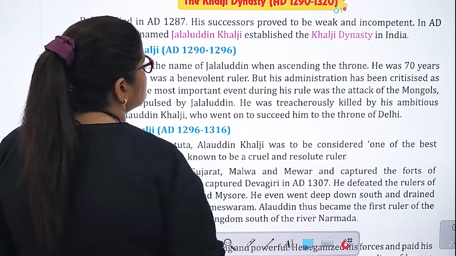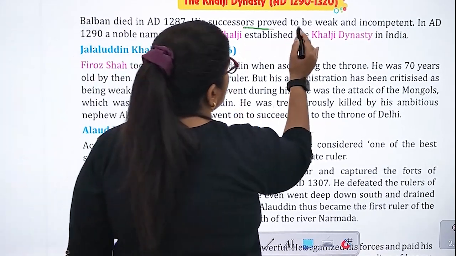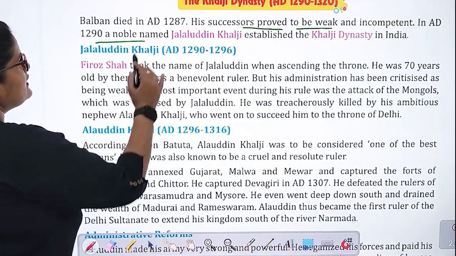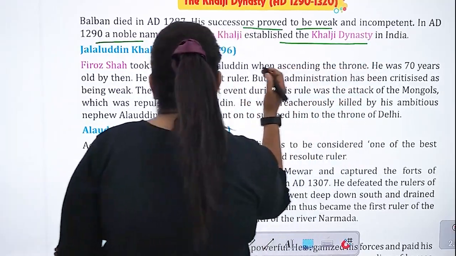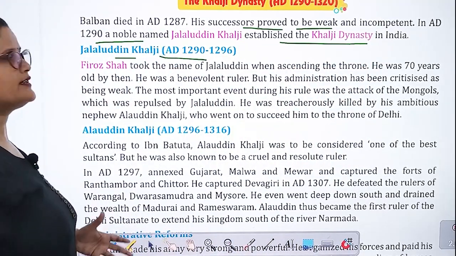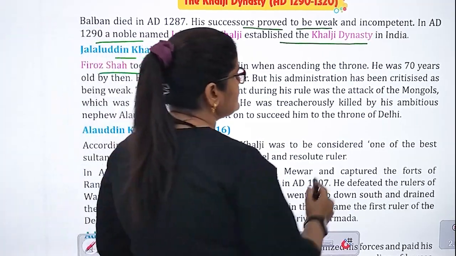The Khalji dynasty. Balban died in 1287. His successor proved to be weak and incompetent. In 1290, a noble named Jalaluddin Khalji established the Khalji dynasty in India. Jalaluddin Khalji ruled from 1290 to 1296. Firoz Shah took the name of Jalaluddin when ascending the throne.